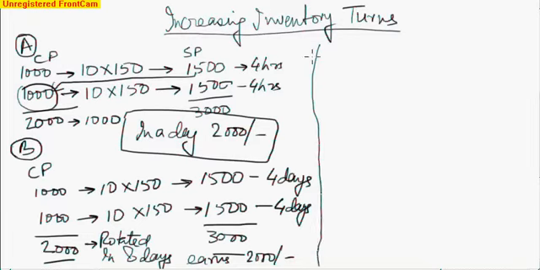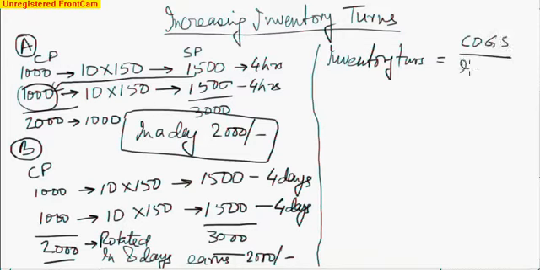Now, in an organization, how do you find out the inventory turns? Inventory turns, as the name suggests, is found by calculating the cost of goods sold divided by the inventory holding. The cost of goods sold you get from the profit and loss statement, and the inventory holding you get from the balance sheet. When you do this, you'll get a number, and that number is the number of turns that the particular inventory has taken.